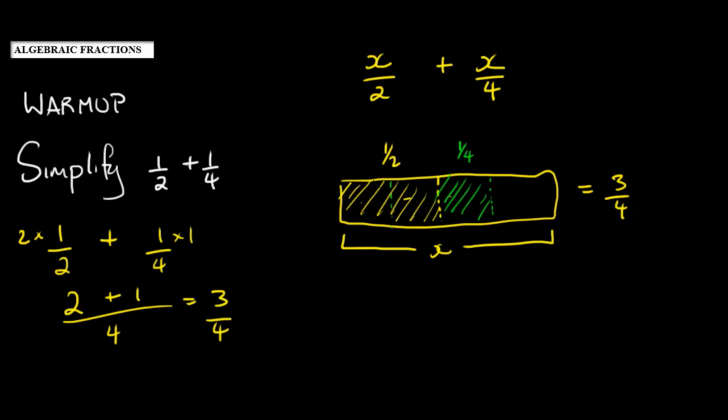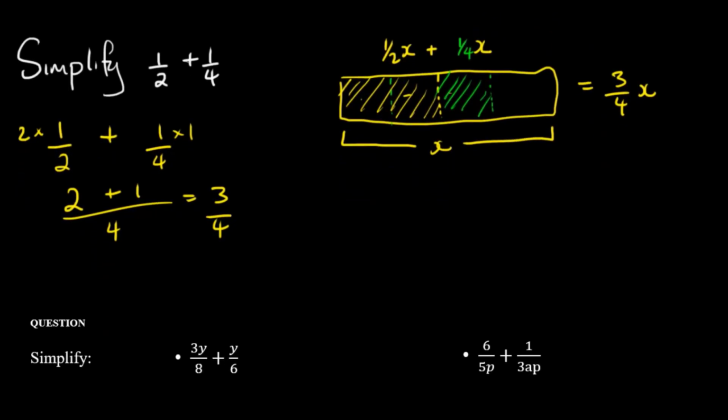And if this is x, that means this area would be a half of x. This area would be a quarter of x. And if we put them together, then it would be 3 quarters of x. So since algebra represents numbers, we can add algebraic fractions the same way that we do with regular ones. The same ideas apply. We could find the LCM, or we could do it visually, or we could combine equivalent fractions and so on. Let's get some more practice with a few more examples.